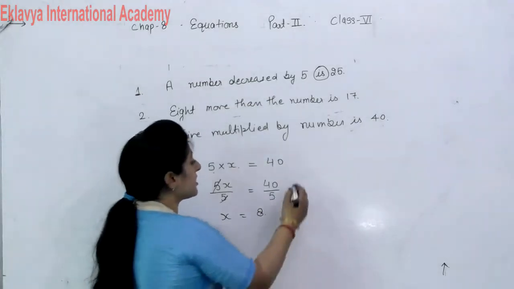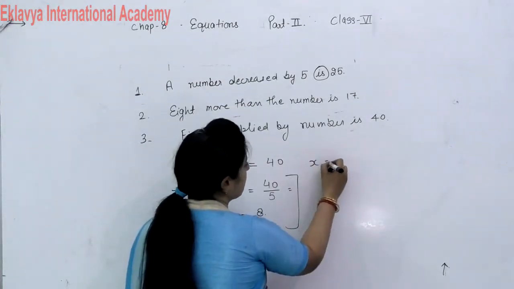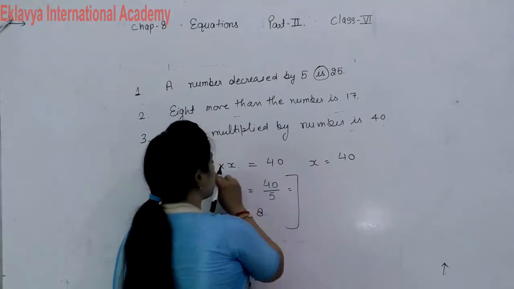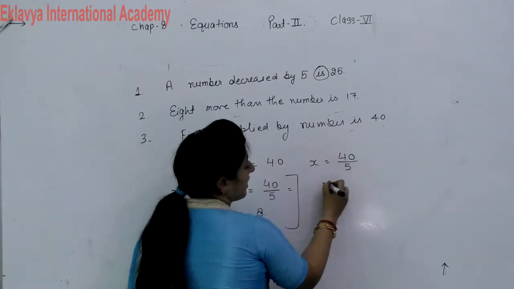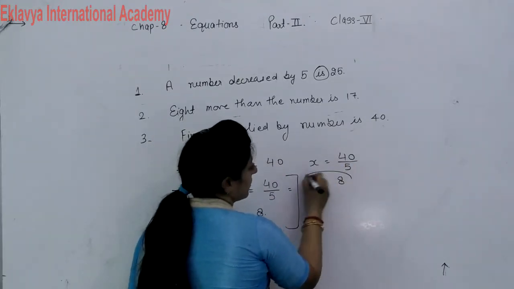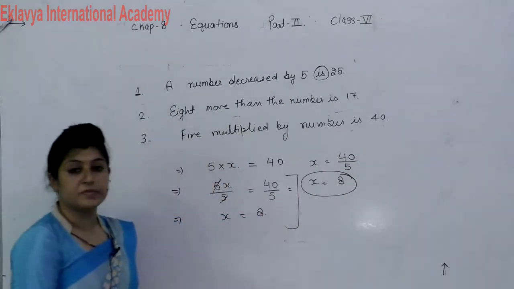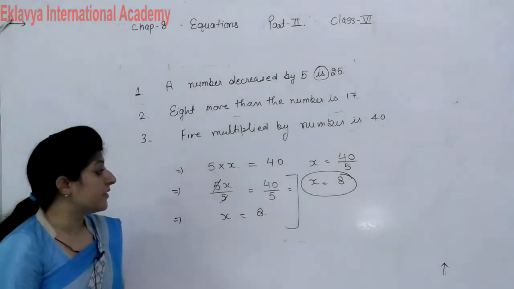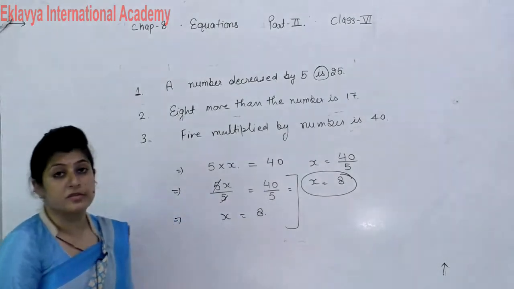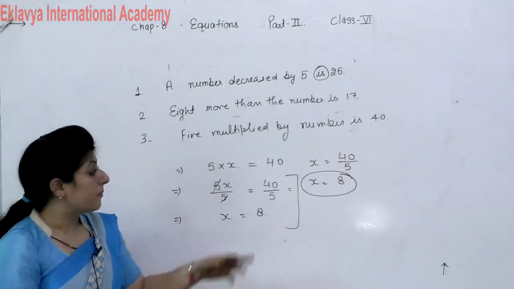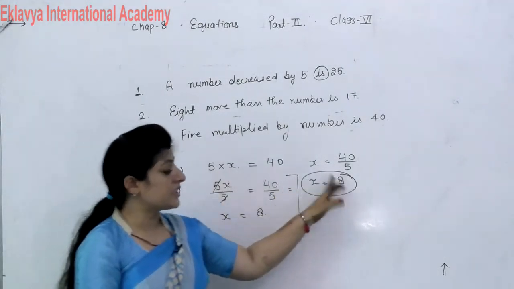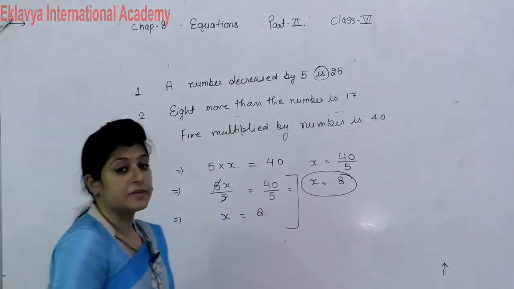Or if we want to use the transposition method, then x is equal to 40, 5 is in multiplication, then it will come into division, then x is equal to 8. So this way we will solve our question: in transposition, multiplication will come into division.